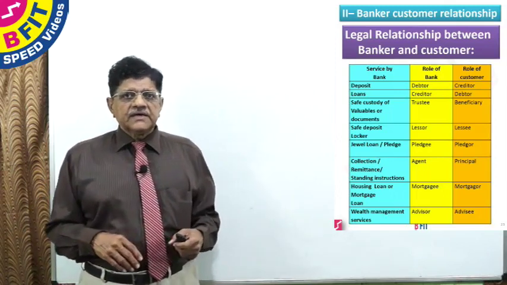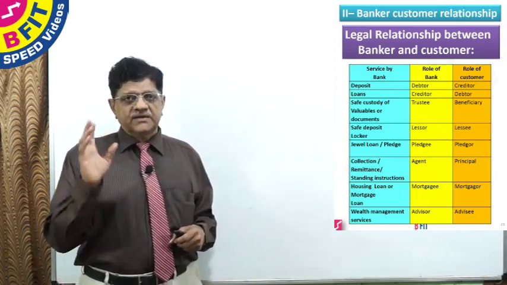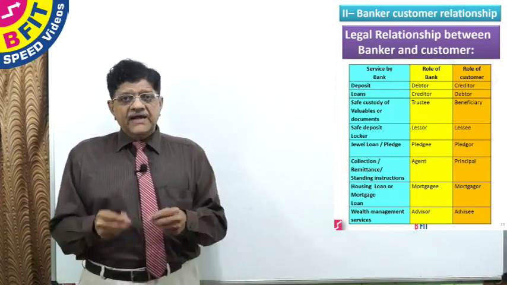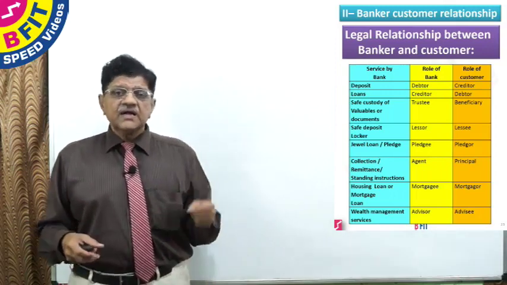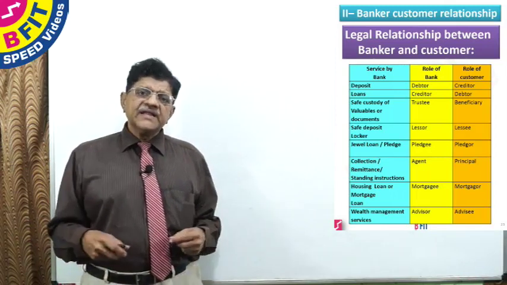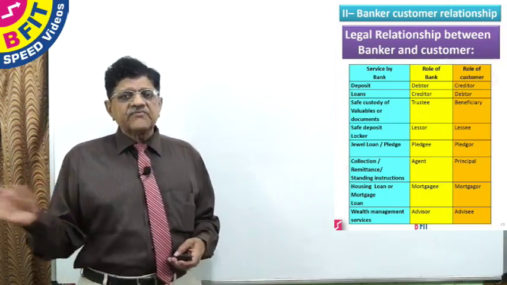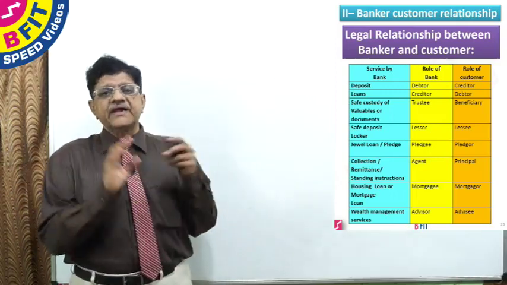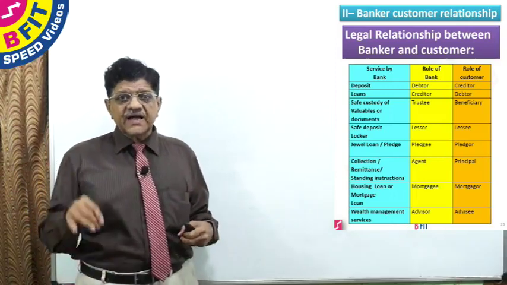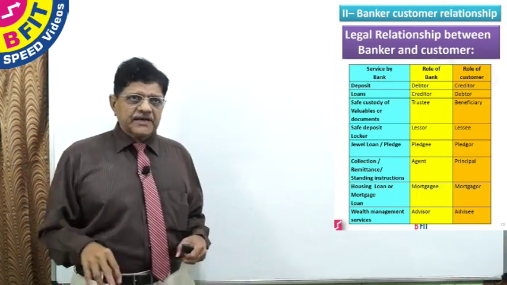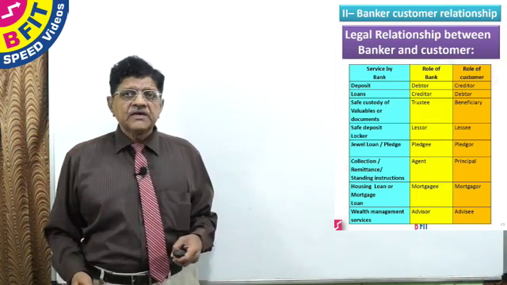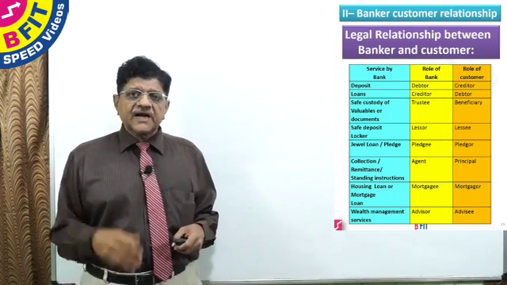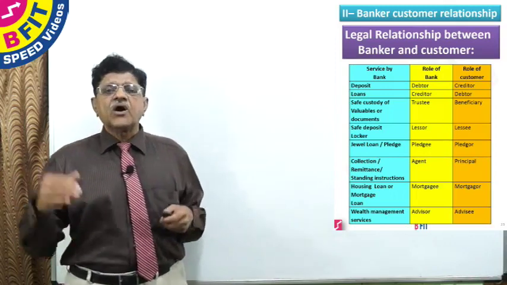On the other hand, a person goes and hires a safe deposit locker. What is the difference between safe custody and safe deposit? In safe custody, banker receives the valuables under a sealed cover and gives a receipt. The banker has to take responsibility for the goods that are given to him. On the other hand, in the case of a locker, the banker is not accepting anything for safe custody. What he is doing is hiring the locker space to the customer. 8 inches by 8 inches by 24 inches locker space is given on rent by the bank to the customer. Therefore, in the case of safe deposit locker, the banker is the lessor, because the bank leases the safe deposit locker to the customer and the customer is the lessee, because he has taken that space on lease.